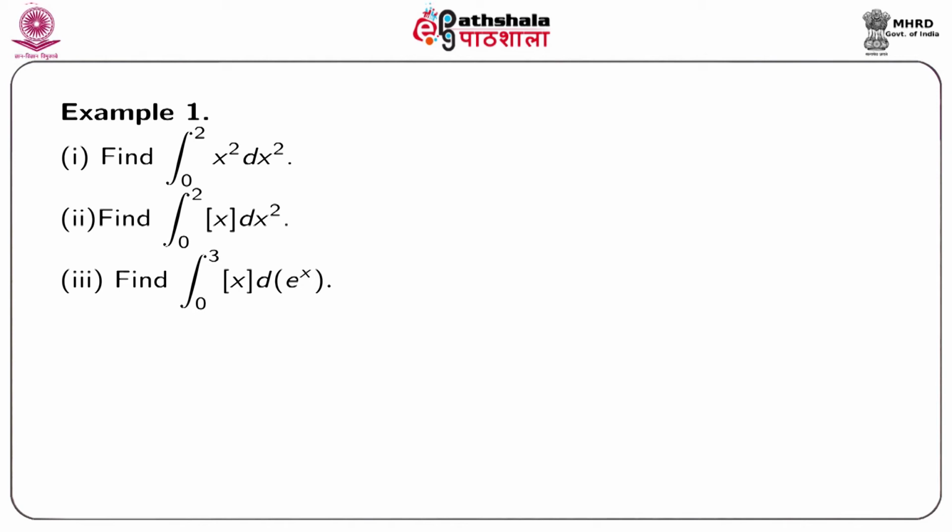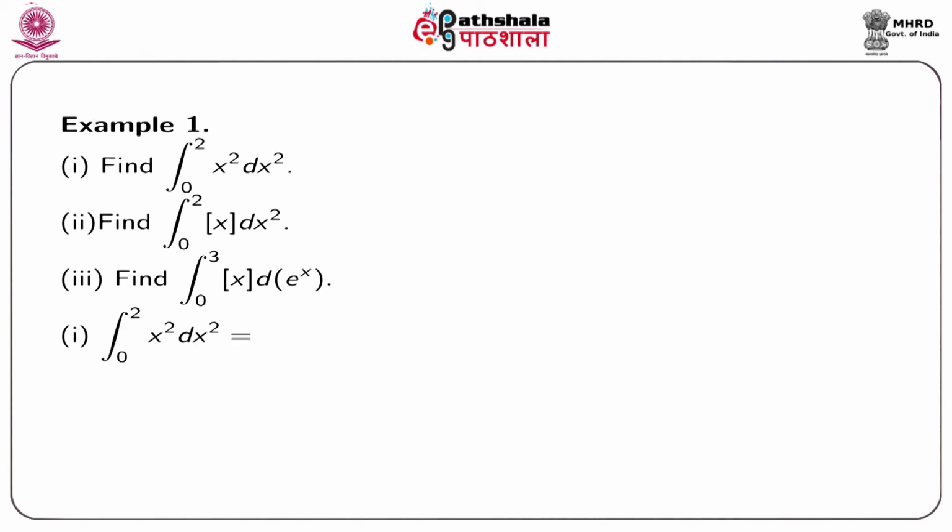Finally, we just give some examples of how to calculate the values of Riemann-Stieltjes integrals. We will consider these three Riemann-Stieltjes integrals: integral 0 to 2 of x square d x square, integral 0 to 2 of floor x d x square, and integral 0 to 3 of floor x d e to the power x. Consider the first integral, 0 to 2 of x square d x square. This is equal to the integral 0 to 2 of x square into 2x dx by a known formula. So, this is equal to the integral 0 to 2 of 2x cube dx, and the value is equal to 8.